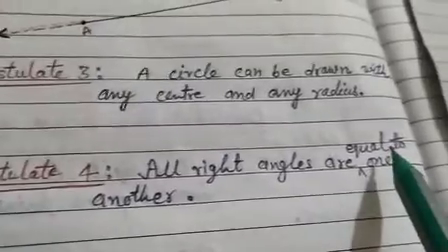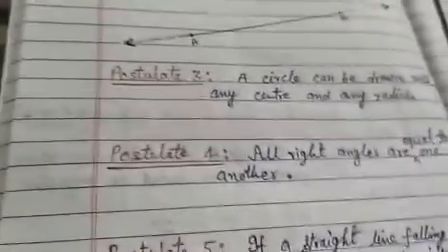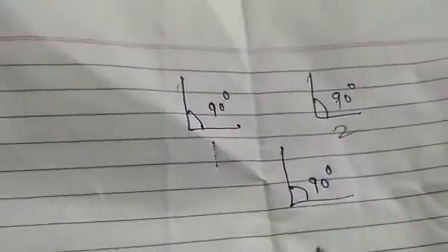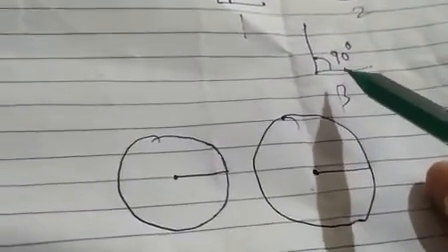Postulate 4. All right angles are equal to one another. Means if we draw right angles, like this one, all measure 90 degrees. Right angles mean 90 degrees. It means all will be equal in measurement.